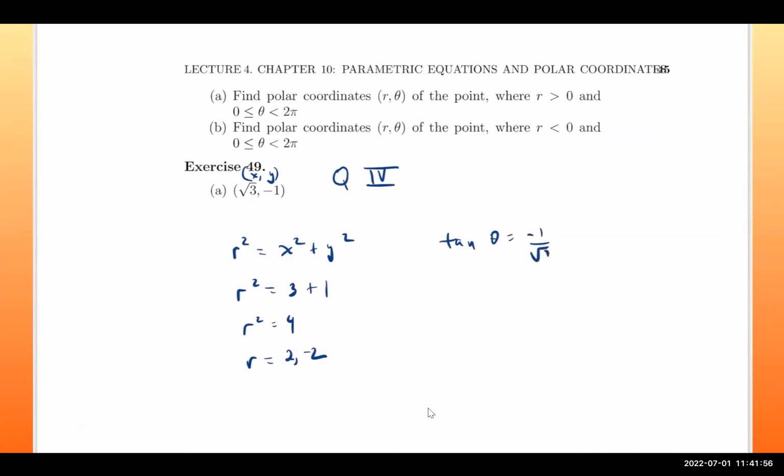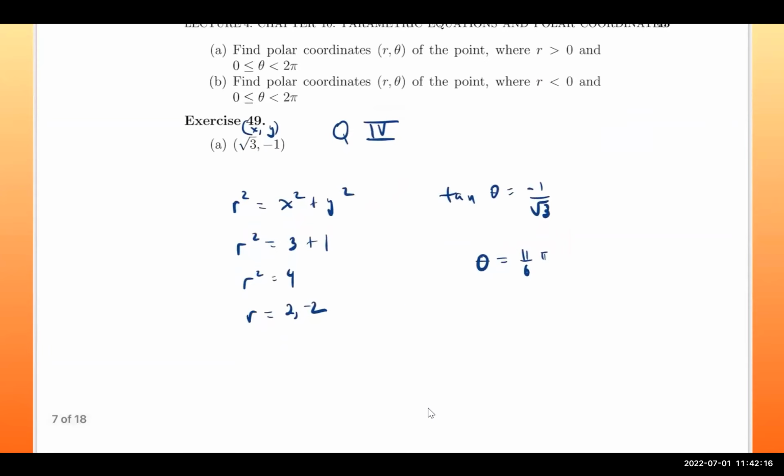For theta, we're going to do tangent of theta is equal to y over x. And this is the part where this comes into play. We're in quadrant 4, so you're looking for the angle that's in quadrant 4 that has this tangent value. And it turns out to be angle 11/6 pi. All right, so for the first part, part A, our answer is going to be positive 2, comma, 11/6 pi.